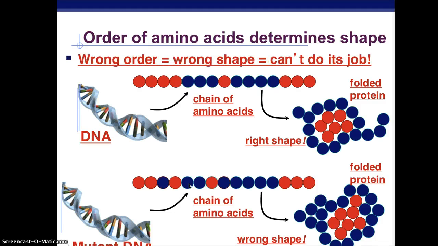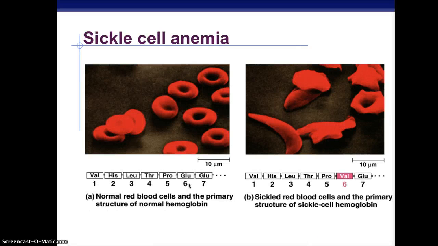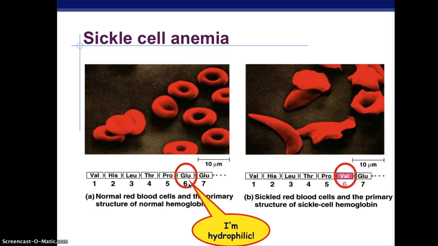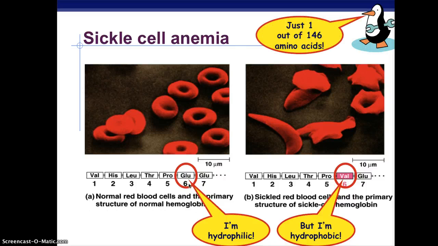Wrong shape. So the wrong order of amino acids gives you the wrong shape, and therefore the protein can no longer do its job. An example of this is sickle cell anemia. If we take a look here, we have the sixth amino acid in the chain, glycine, is changed into a valine. This amino acid here, glycine, is hydrophilic, and valine is hydrophobic. This one little change out of 146 amino acids causes our red blood cells, which are a nice donut shape, which is their normal shape, to change to be the sickle shape.